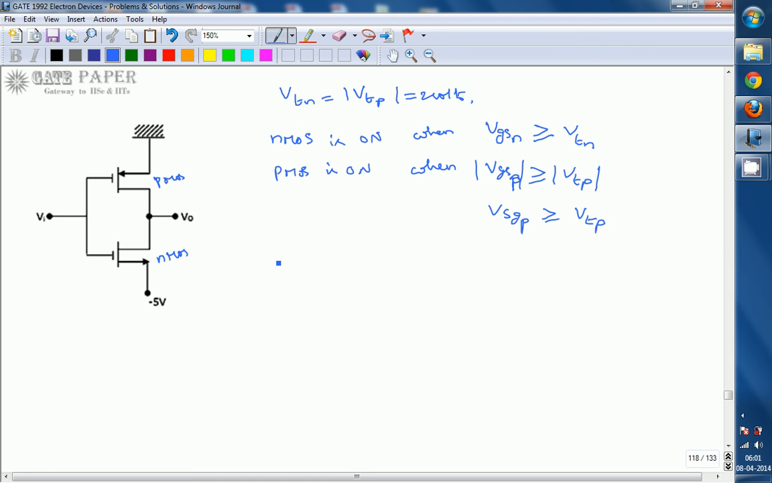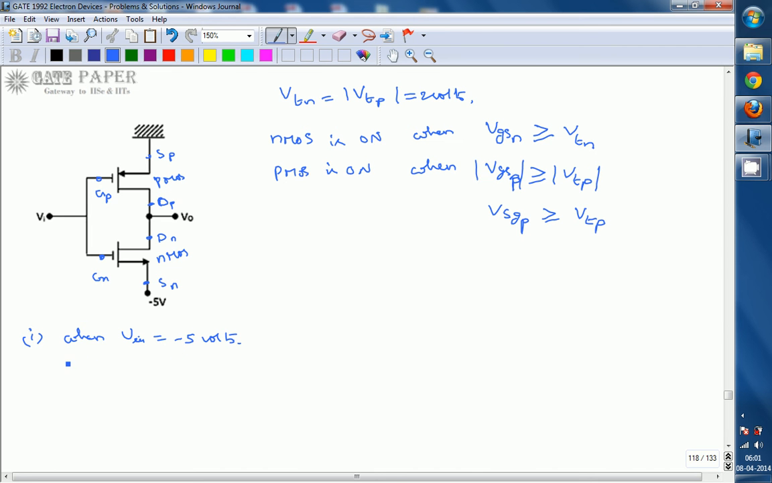In the first case, when V input is equal to minus 5 volts, what we expect is V0 should be 0. Whenever it is minus 5 volts, look at the gates of both transistors: this is Gp and this is Gn, the gate of NMOS. It is the drain of NMOS, the drain of PMOS. This is the source of PMOS, and the source of NMOS. We have to check whether the NMOS is on or the PMOS is on.